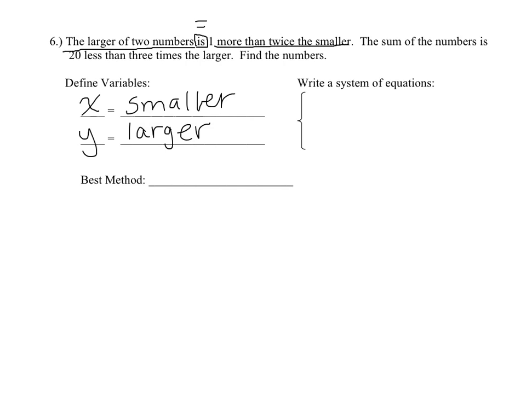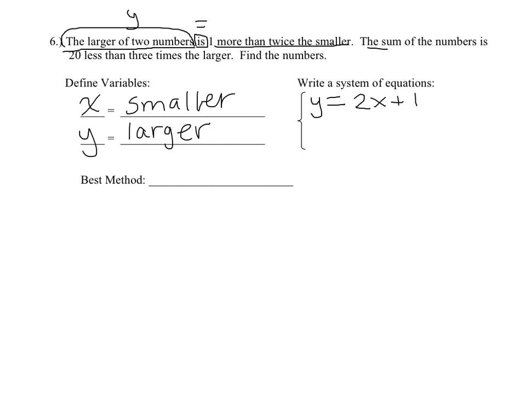So the larger of two numbers is what you're going to write first. Well, which one is the larger? Oh, that's y. So I have y is, so that's where I put y, is equal to one more than twice the smaller. Well, that would be 2x plus 1. One more than twice the smaller. That's your first equation.